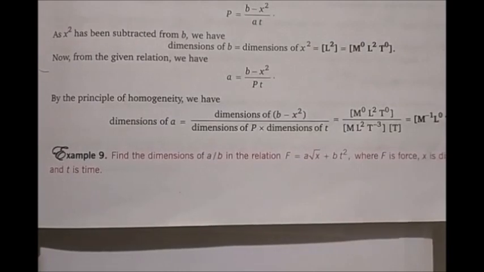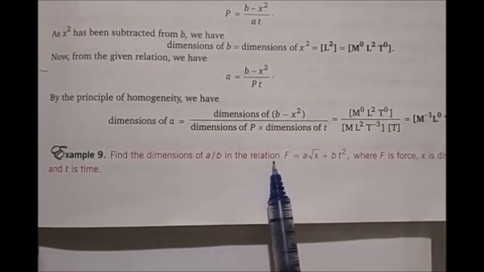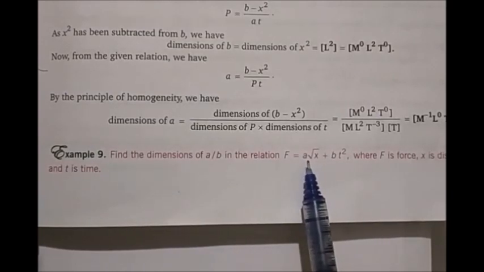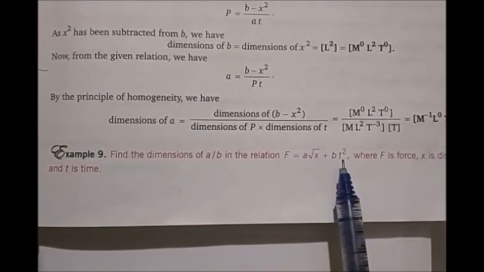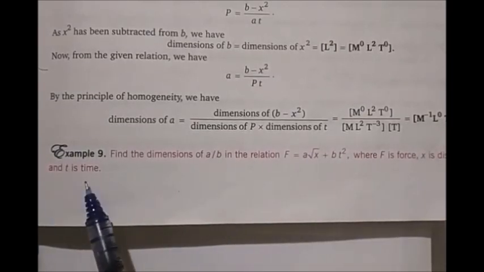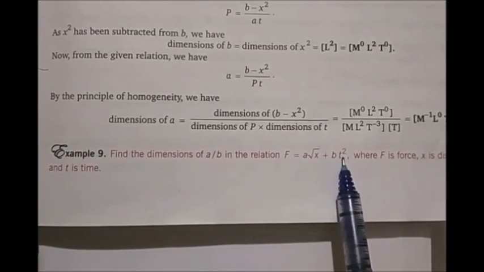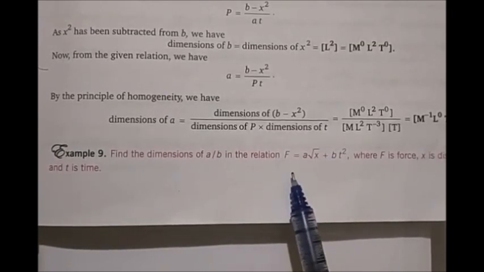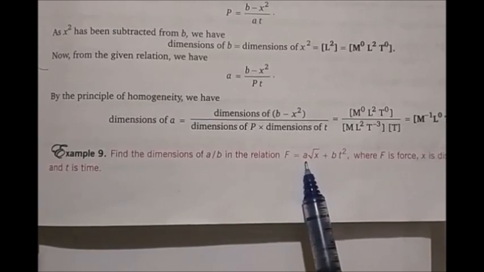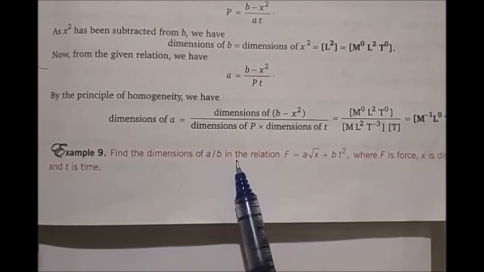The next question is example number 9. Find the dimensions of A upon B in the relation F is equal to A under root x plus B t square, where F is force and x is distance and t is time. So these quantities are given here. Force is given here, x is given there, t is given there. We are asked to find out the dimension of A and B, and later on we have to divide these two dimensions and get the final relation. So we'll try to do this question.